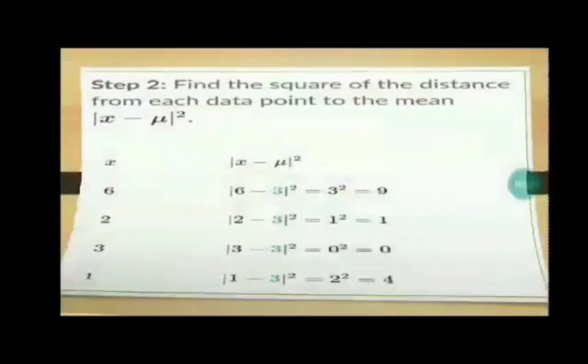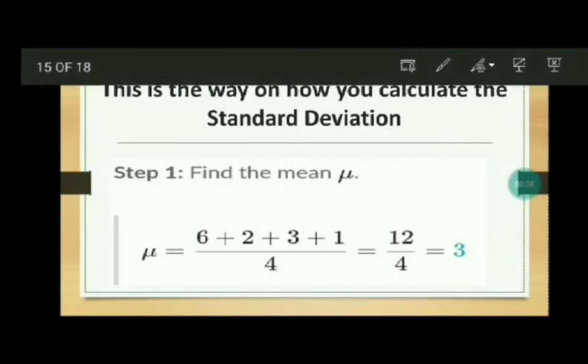So in finding the mean, you add the values of the data set. The values of our data set are 6, 2, 3, and 1. So you should add it all. 6 plus 2 is equal to 8, plus 3 is equal to 11, plus 1 is equal to 12. So to get the mean, let's divide 12 by 4. So 4 there is our number of the data points in the population. 12 divided by 4 is equal to 3. So 3 there is our mean.